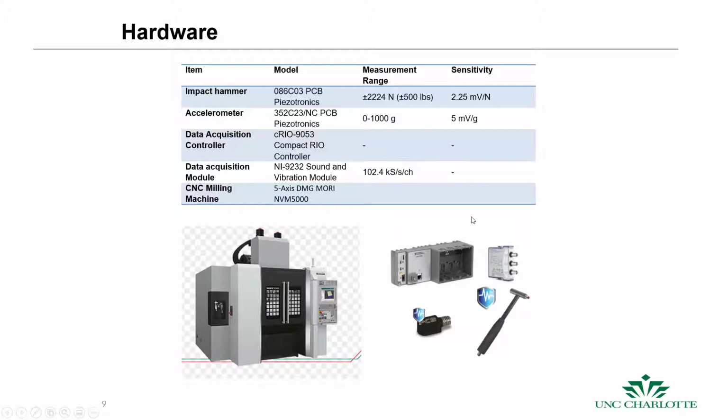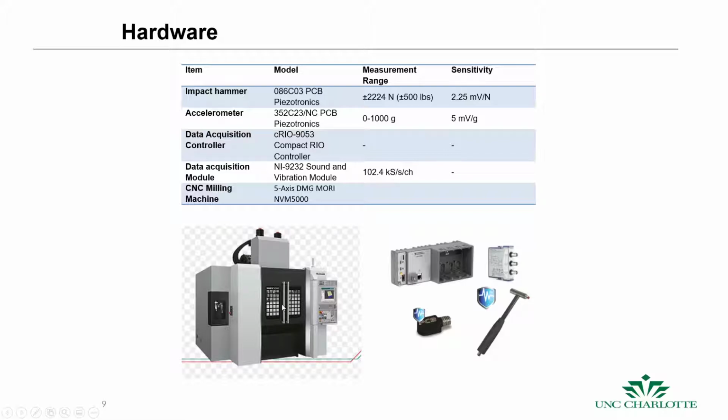This is some National Instruments hardware. This is the impact hammer. This is the data acquisition card. This is the measurement hardware from National Instruments. This is the accelerometer. These are the part numbers and units and sampling rates.